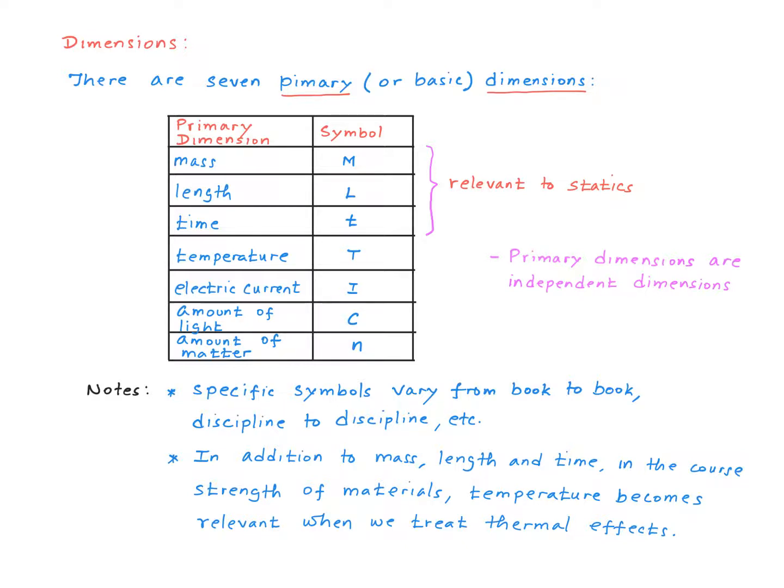To perform what is called dimensional analysis and to refer to them in a very unique way, we use specific symbols. These symbols, of course, vary from book to book and discipline to discipline and professor to professor and so on. Here is one set that is most commonly used. Capital M for mass, capital L for length, little t for time, capital T for temperature, I for electric current, C for amount of light, and little n for amount of matter.